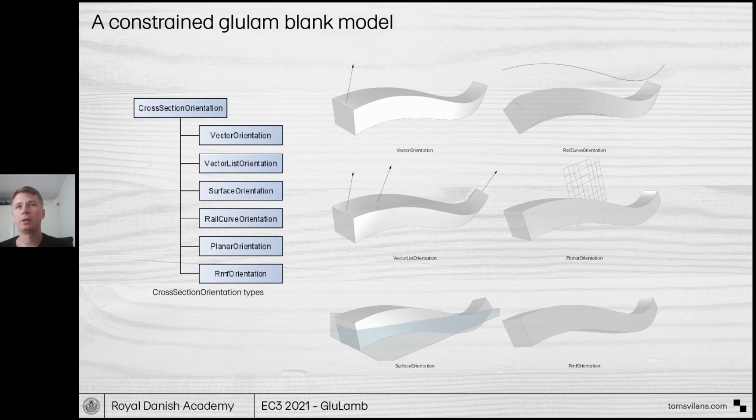5. The planar orientation is similar to the vector orientation in that it aligns the GluLamb to the normal of a defined plane. This is also the default orientation for planar or single curved GluLambs. And finally, number 6. The RMF orientation simply uses the default rotation minimizing frames of the centerline curve to orient the GluLamb cross-section.